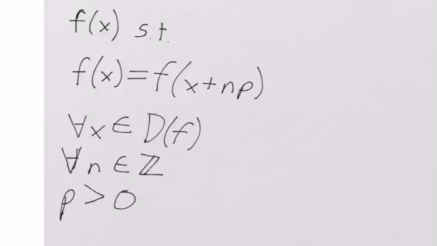greater than 0. So we don't want to call it a periodic function if p is 0 because, of course, f of x equals f of x for any value of x. But if we have some p that'll work for every x in the domain, then we would say the function is periodic, and that number p is referred to as the period of the function. So that's the idea of what a periodic function is.